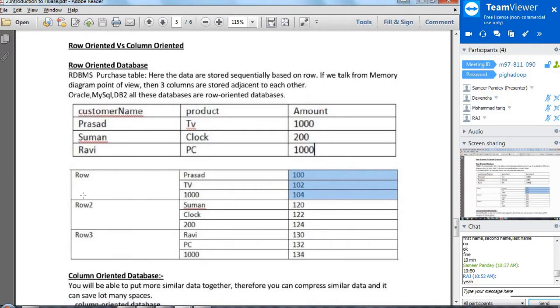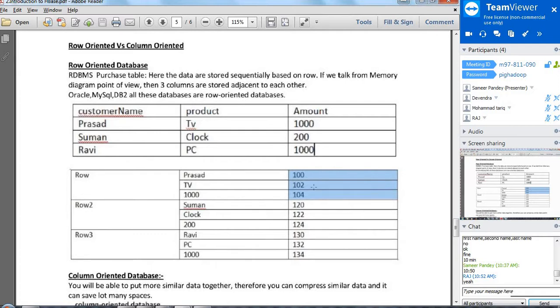See, row 2, row 3. In row 1, what are the things you have? Prashad, TV, 1000, right? And what are these? These are the memory storage units.